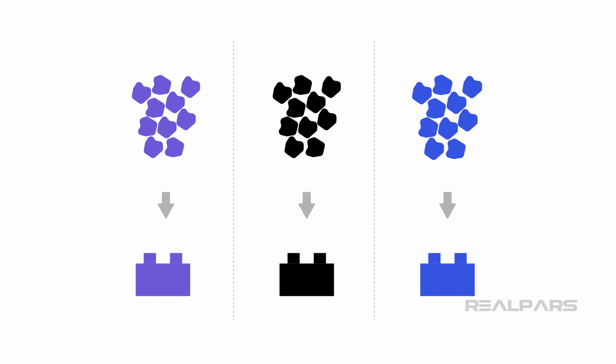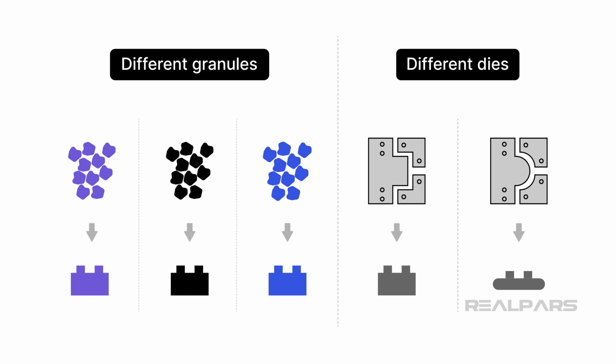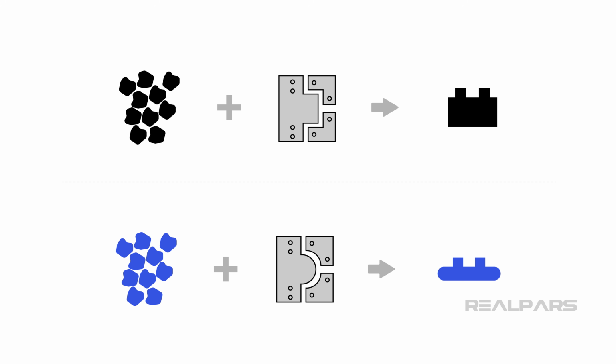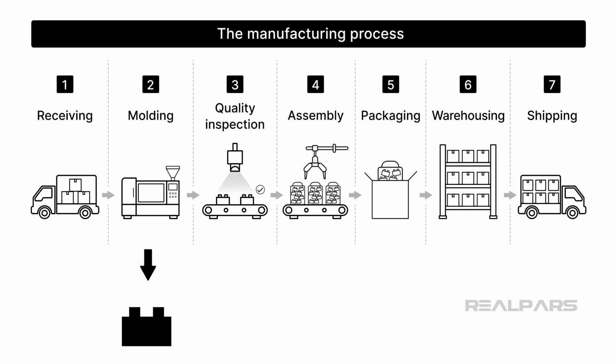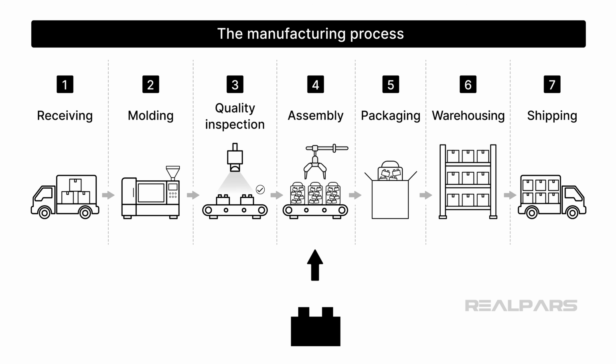Different types of granules produce different colors and material properties. Different dies produce different brick shapes and sizes. By swapping granules and dies, the same molding machine can produce a wide variety of components. Finished components come out of the molding machines and are collected into bins. Those bins are then transported to the assembly area.